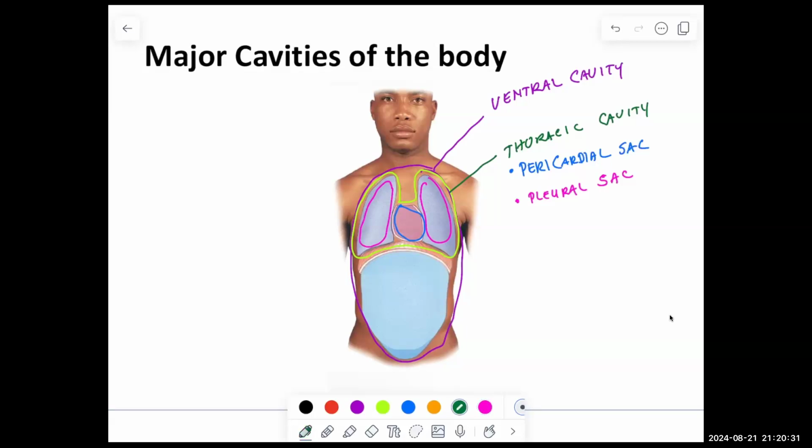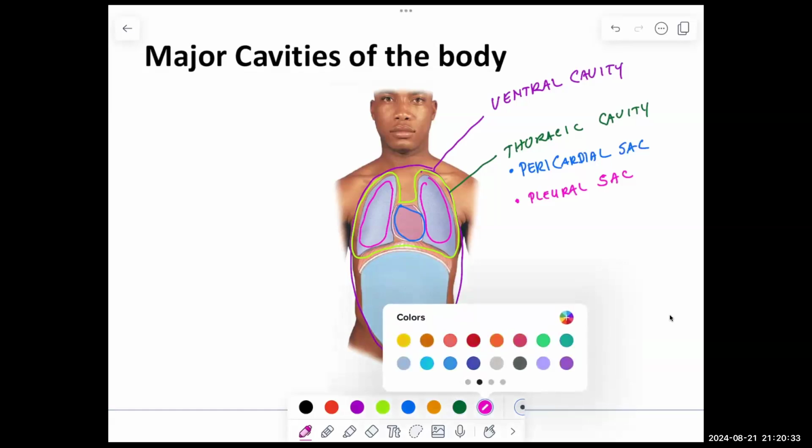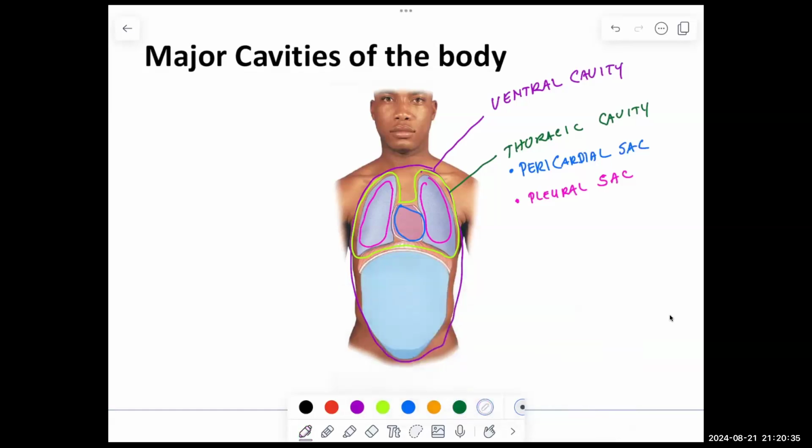All right, let's see. I'm going to do the next one in white. Right below the diaphragm, you have this cavity that I'm outlining in white. This one is the abdominopelvic cavity. And that includes two cavities, which are pretty easy to remember. You have your abdominal cavity, the largest cavity in the body.